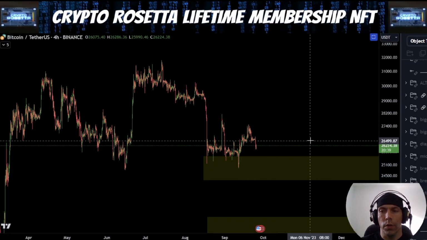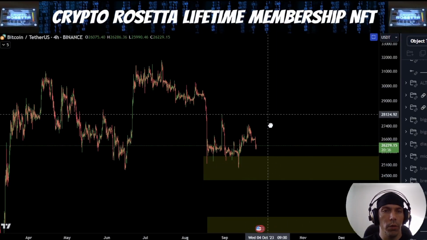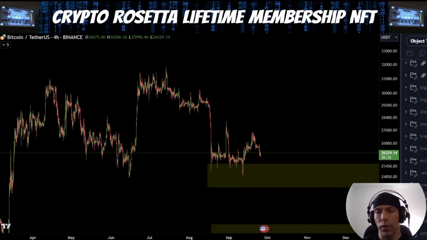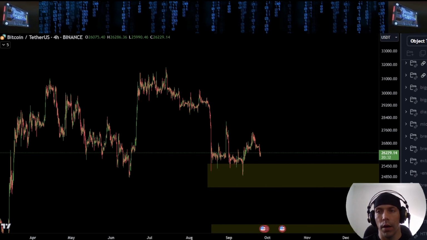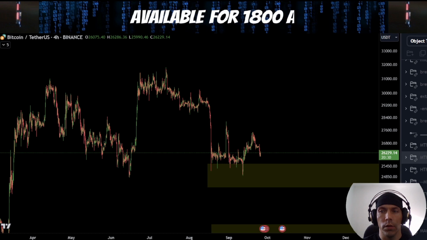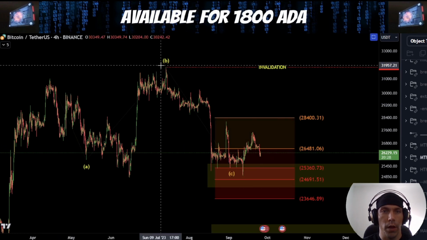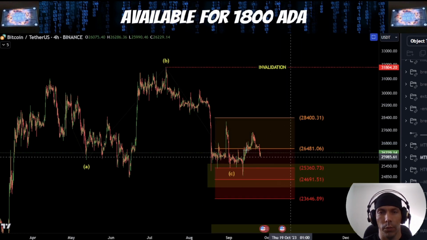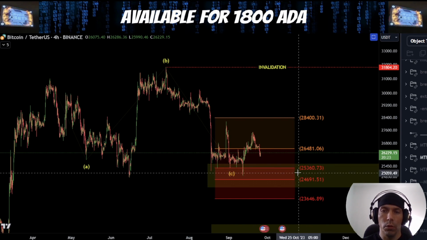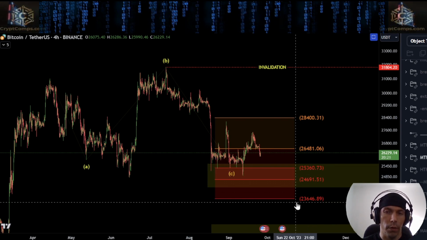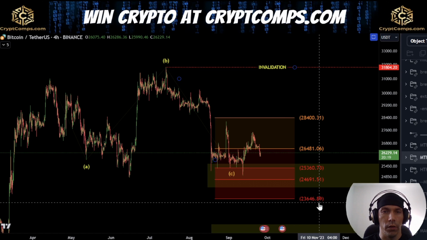Okay, so we're going to go over a couple of the higher time frame ideas that we're looking for here. Still looking for the potential that this could be within the higher degree ABC pattern to the downside here, where what we're saying is that this is our A wave, this is our B wave, and we're still looking for the potential of the C wave, where we could look to potentially still drop between this 25,360 to this 23,646.